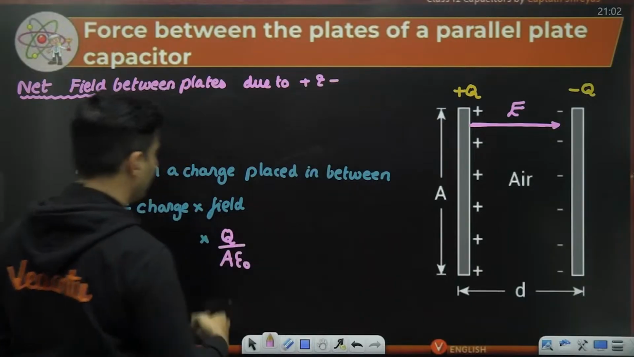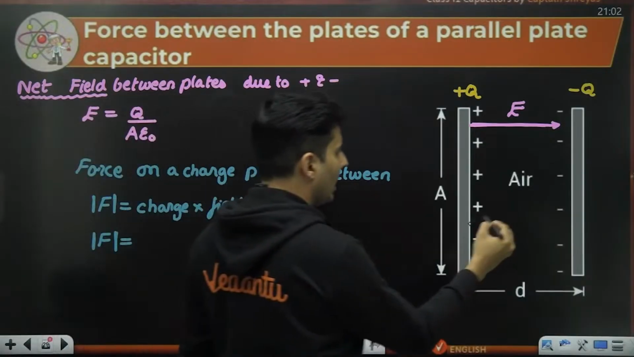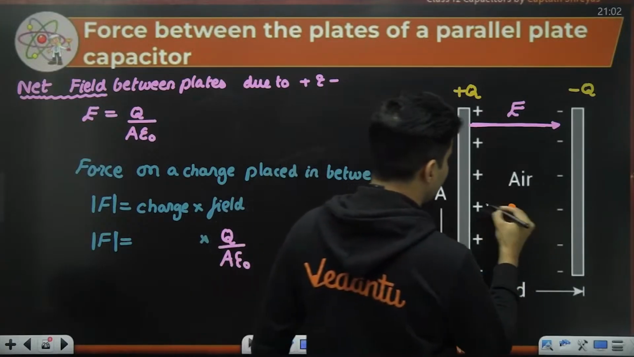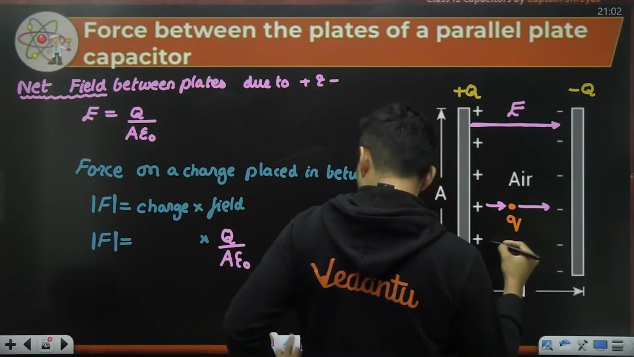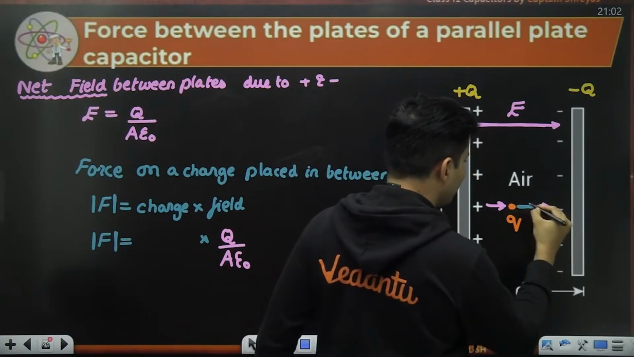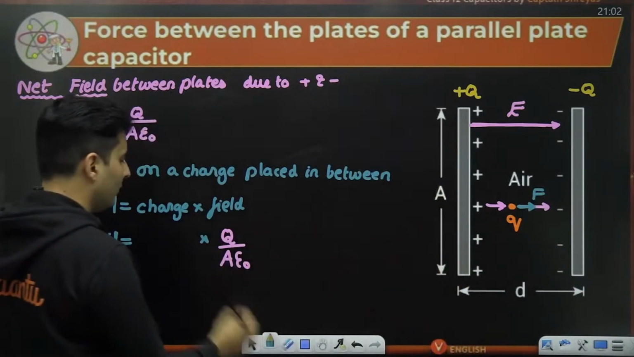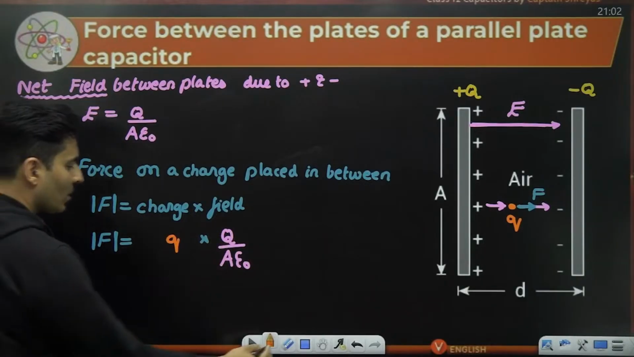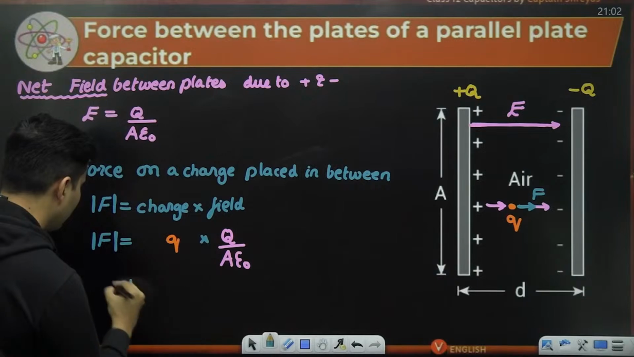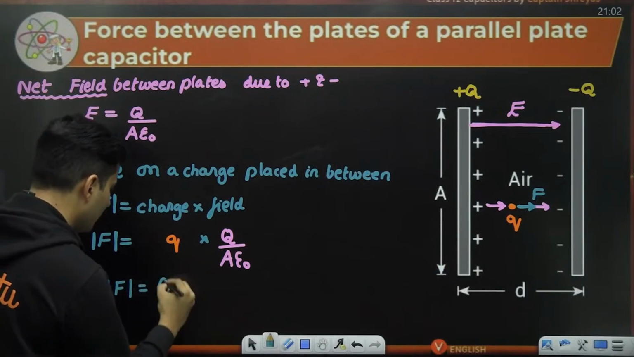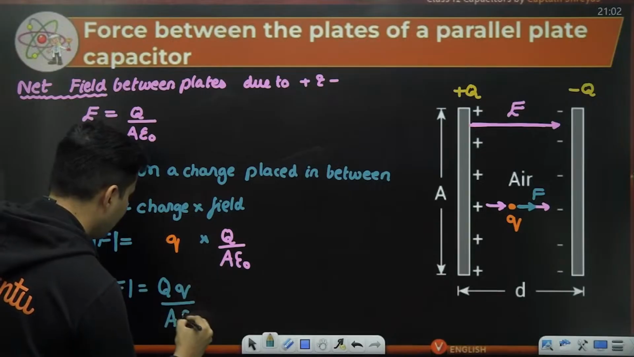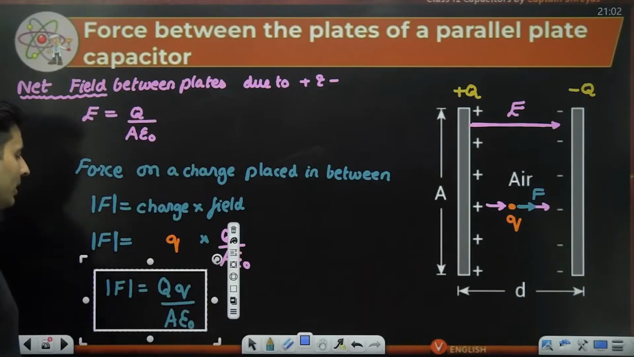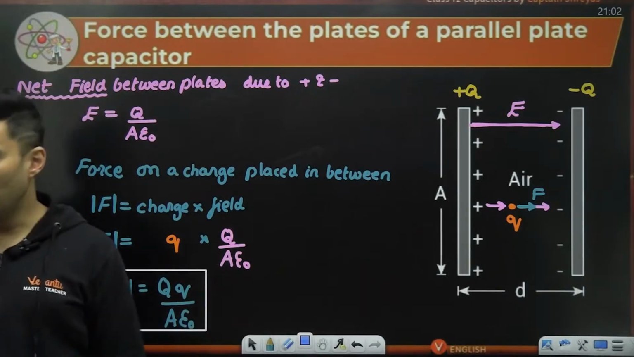positive and the negative. So if at all I am having some kind of a charge over here, Q, and obviously there is this electric field which is going, that charge will now experience a force like this, and that force will be nothing but this particular charge multiplied by the field. So the force magnitude will be nothing but QQ by A epsilon naught. This is a very, very important result.